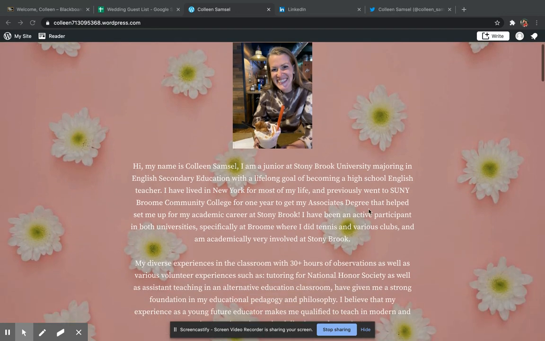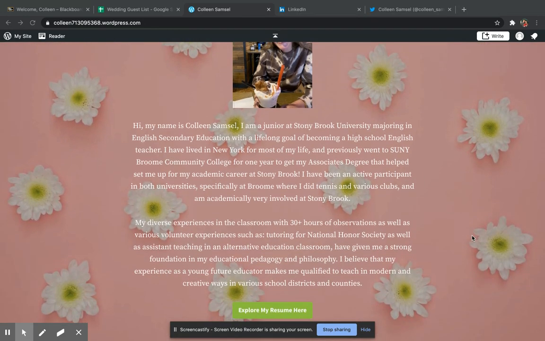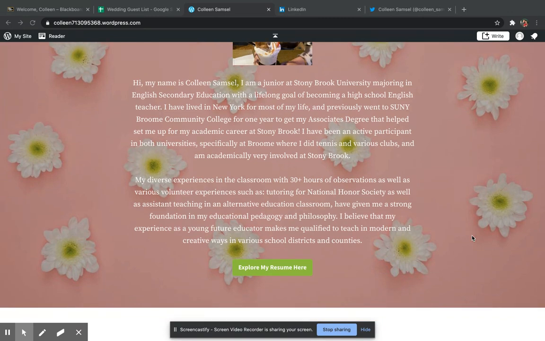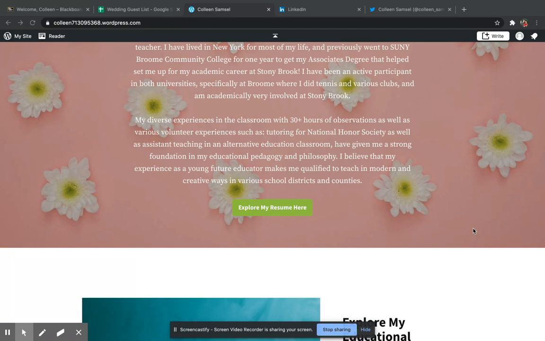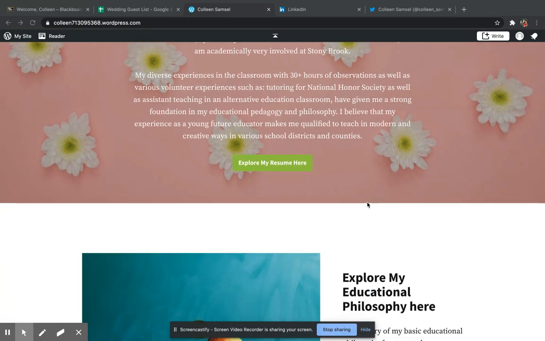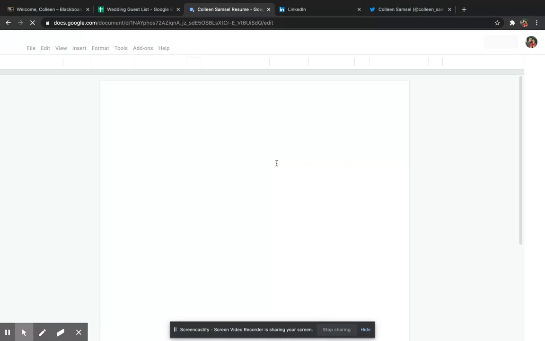I have a photo of myself that was taken pretty recently, and just a little bit of bio about myself, just about how I want to be a teacher and a little bit about what I've done in the past. And then what's really cool is that I have these things called buttons on this website. And so you can click right here and it takes me right to my resume.